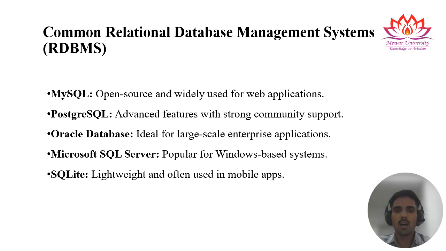Now, common relational database management systems, RDBMS. There are some applications or software used as RDBMS: MySQL, PostgreSQL, Oracle Database, Microsoft SQL Server, and SQLite. MySQL is open source and widely used for web applications. PostgreSQL has advanced features with strong community support. Oracle Database is ideal for large-scale enterprise applications. Microsoft SQL Server is popular for Windows-based systems. SQLite is lightweight and often used in mobile apps. These are some common relational database management software.